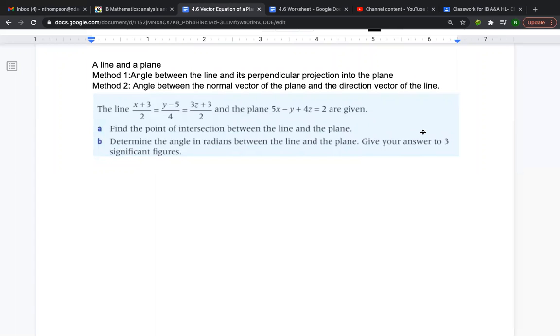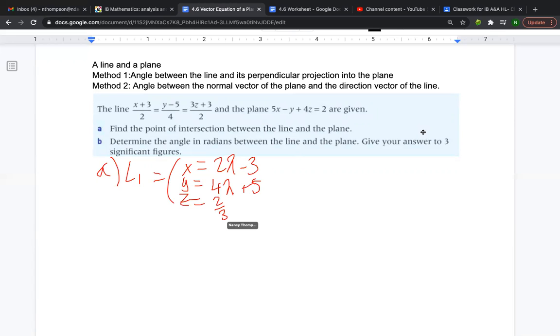So for this first one, the first thing I need to do is put this into parametric equation form. This is just part A. This is the same for both of them. So the line would be the same thing as x, y, z equals 2 lambda minus 3, 4 lambda plus 5, and 2/3 lambda minus 1.